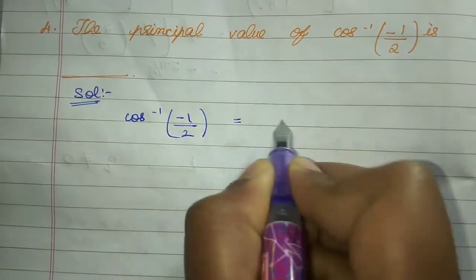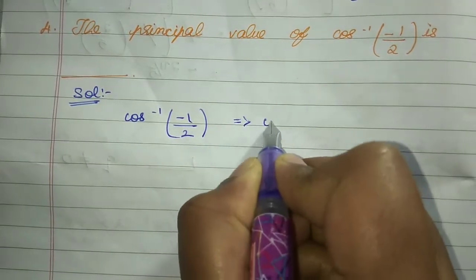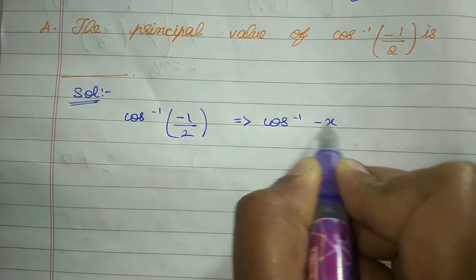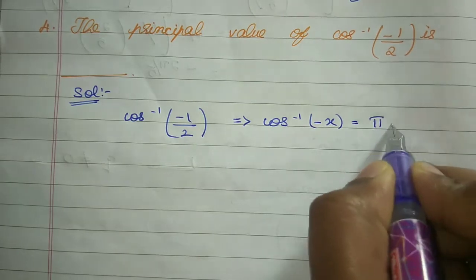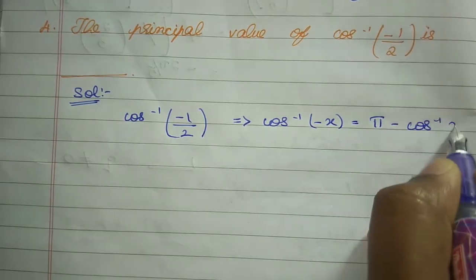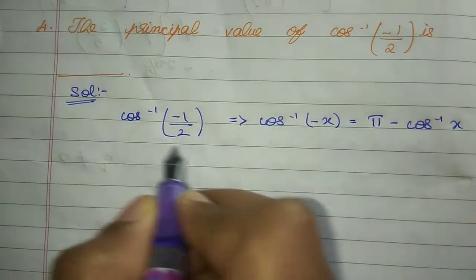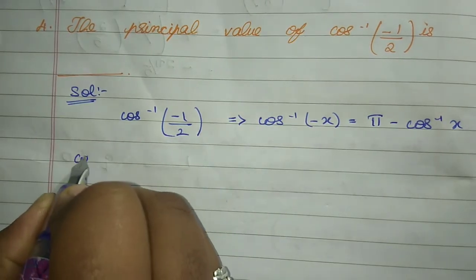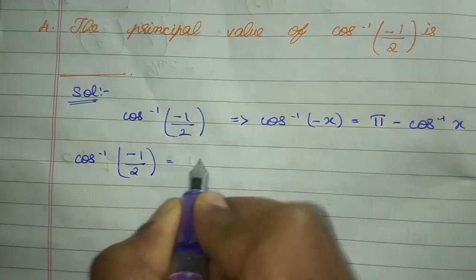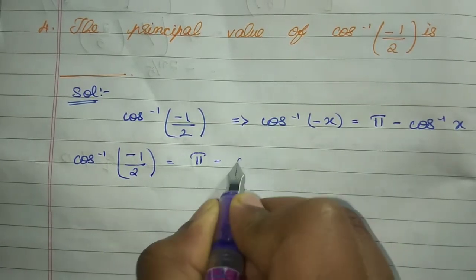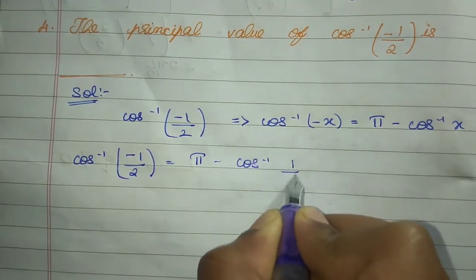So, this is of the form cos inverse of minus x. We know the formula: cos inverse of minus x is pi minus cos inverse of x, just x. So cos inverse of minus 1 by 2 will be written as pi minus cos inverse of 1 by 2.